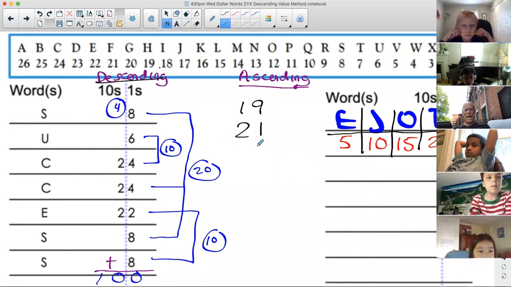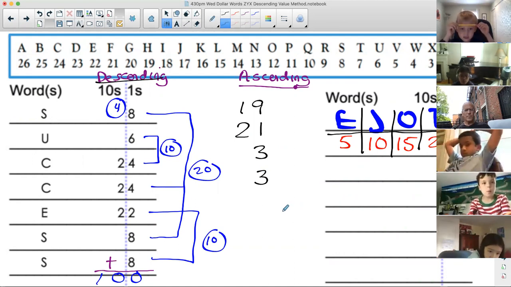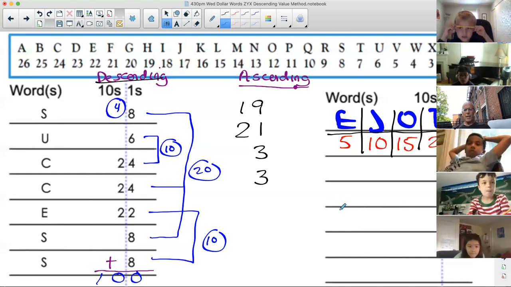Isabella, can you give me C, please? Three. Right, and there are two of them. And Penny, give me an E, please, because there's an E in Penny. Penny, are you still with us? Okay, Penny's not with us.